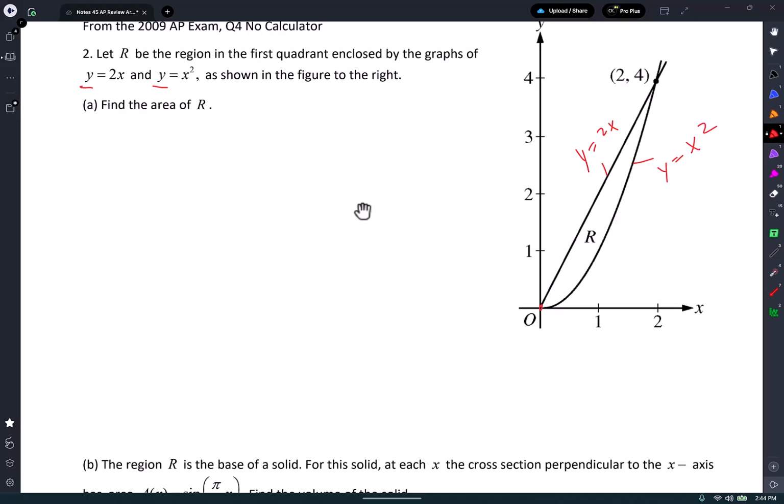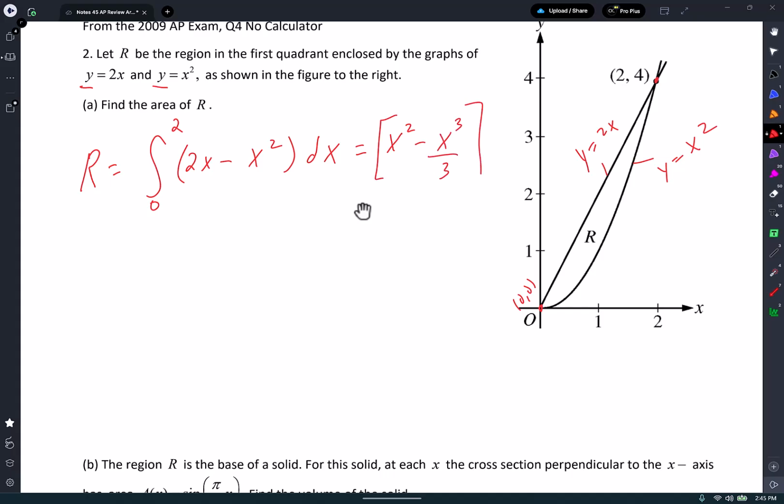They're being nice. We know this is 0, 0, and we know this point is 2, 4. So to find the area of R, I'm going to go R equals integral from 0 all the way to 2. What curve's on top? 2x. What curve's on bottom? Since this is a no calculator, they want to see if you know how to do antiderivative. What's antiderivative of 2x? X squared. 2x squared divided by 2, so it's x squared. What's antiderivative of x squared? X cubed over 3. Lower limit 0, upper limit 2.